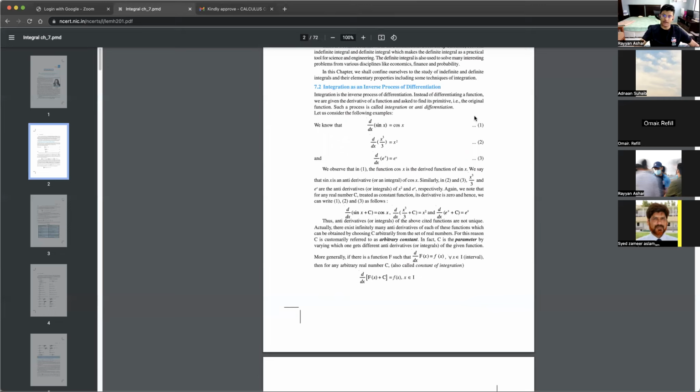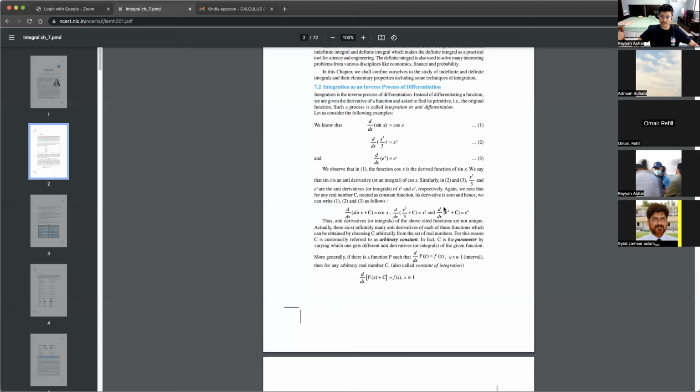functions. So then it says, similarly in 2 and 3, x cubed and e^x are the antiderivatives of x squared and e^x respectively, like I explained. Again, we note that for any real number c as a constant function, its derivative is 0. Therefore, we can write 1, 2, and 3 as (sine x + c)' is equal to cos x, (x cubed by 3 + c)' is equal to x squared, and (e raised to the power x + c)' is equal to e raised to the power x.